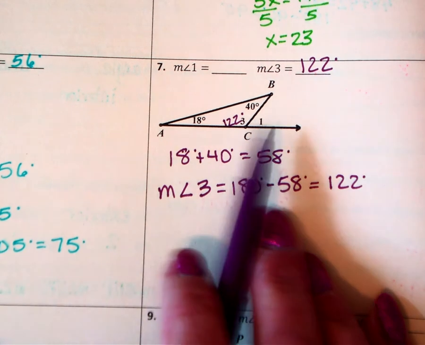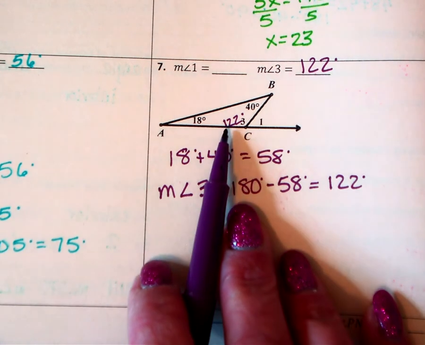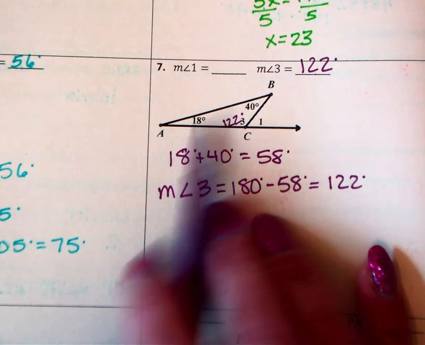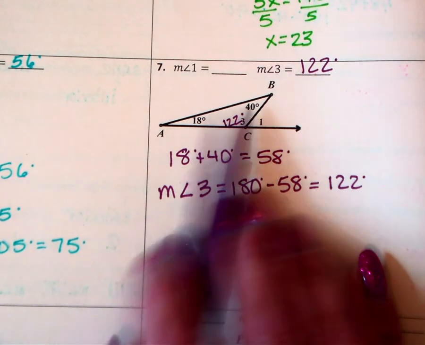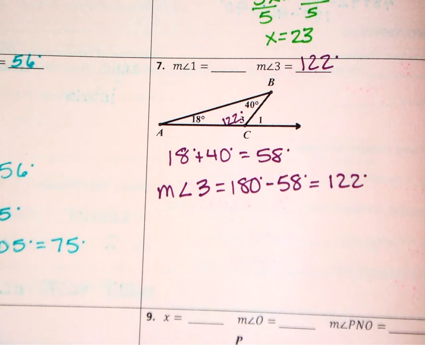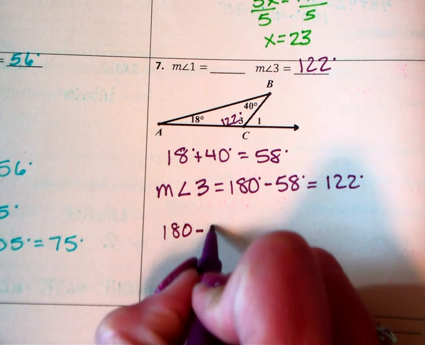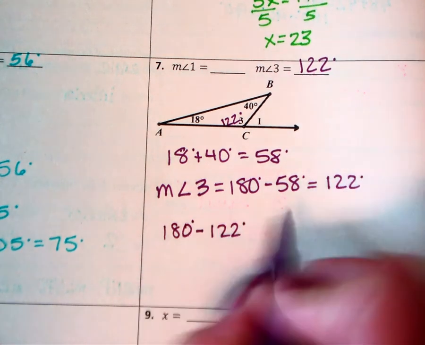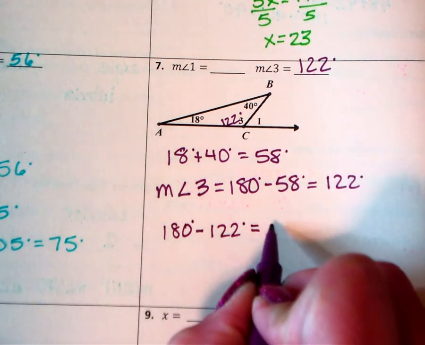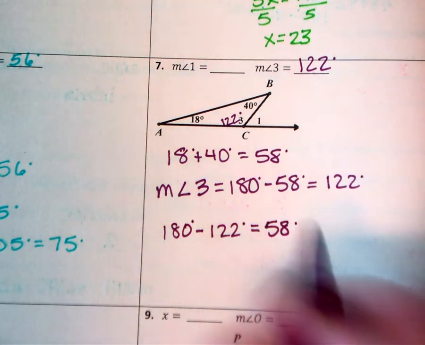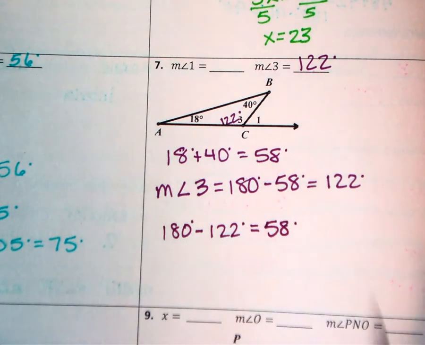You can do one of 2 things. You can use linear pair and take 180 minus 122. Or you can add together the non-adjacent interior angles. Okay? So I can take 180 and subtract the 122 using linear pair, and I get 58 degrees.